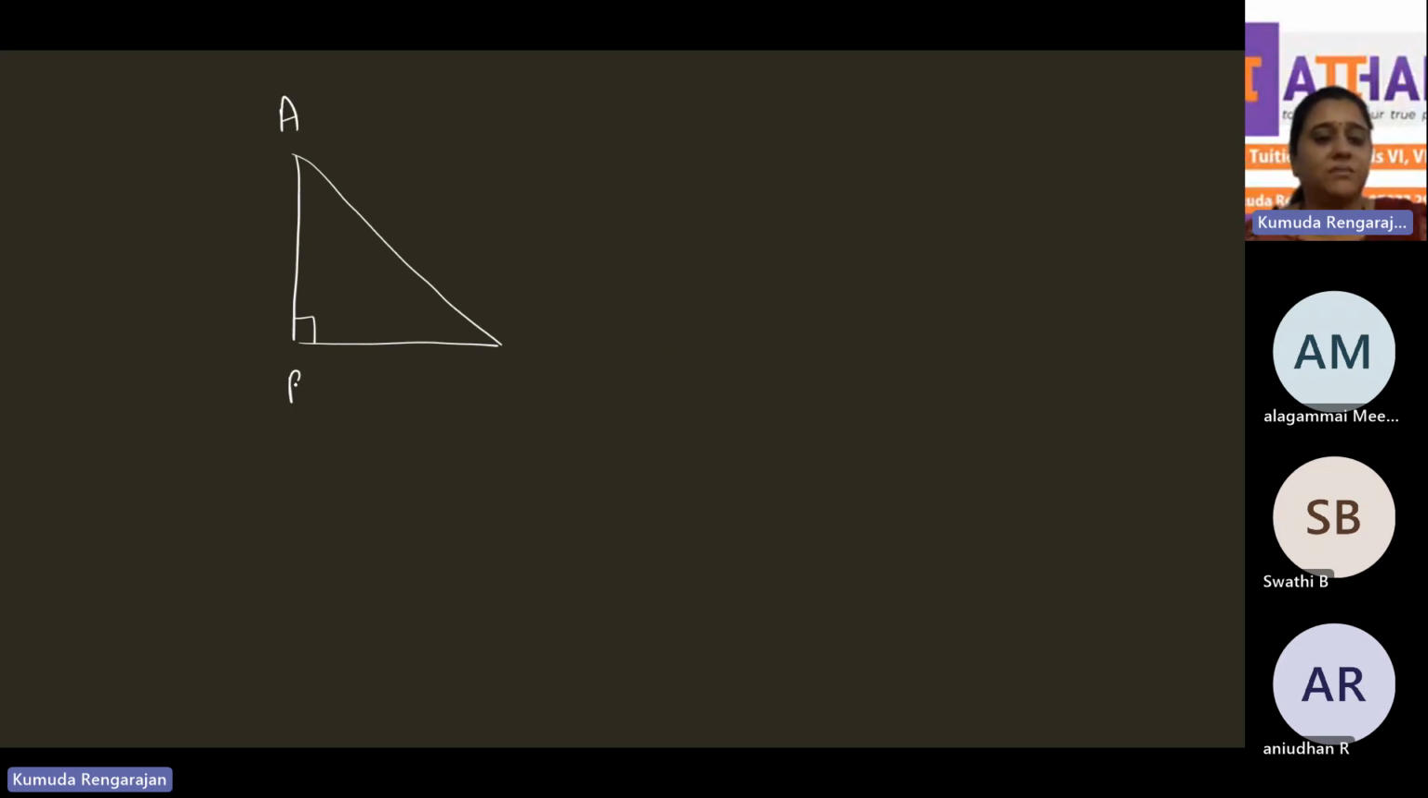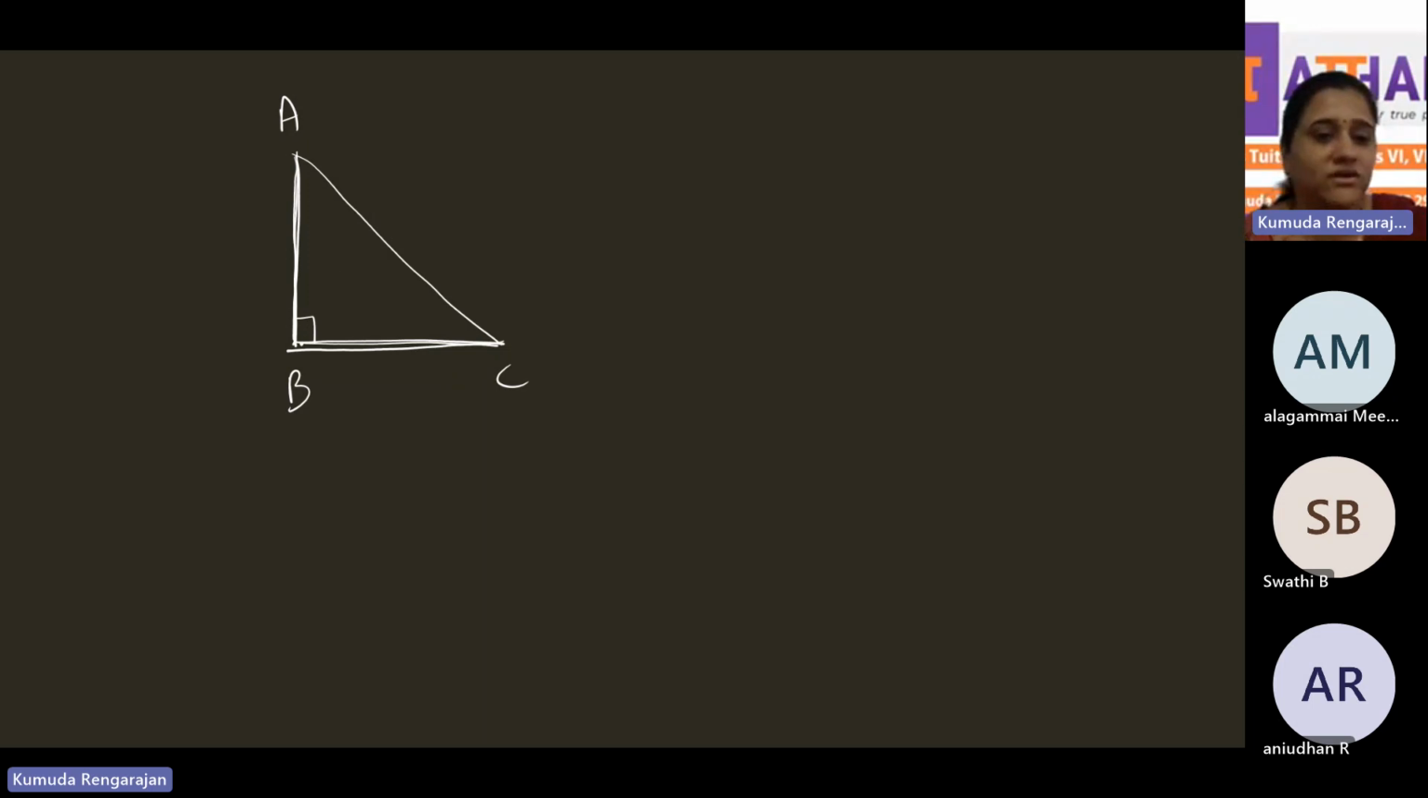Okay, ABC. For the base BC, AB is the altitude. And for the base AB, BC is the altitude. So AB and BC are the sides of the triangle as well as the altitudes in this triangle. So they are also the altitudes. Now we have to talk about the altitude on the hypotenuse.